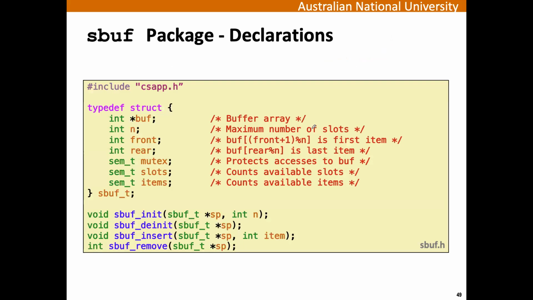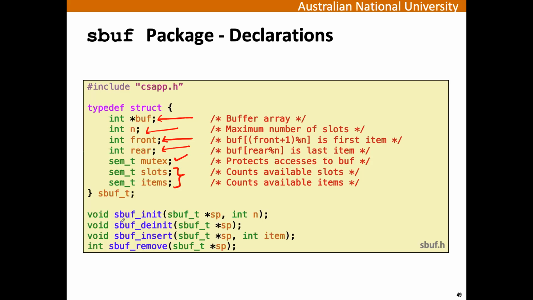So let's talk about the sbuf package that implements this producer-consumer. We have a shared buffer, an integer buffer, with the maximum number of slots. We maintain the front. It's a circular buffer, it wraps around itself when it's full. So there's a front, there's a rear, and then we have this mutex to protect accesses to the buffer. And then we have two counting semaphores, one for counting the slots and one for counting the items.